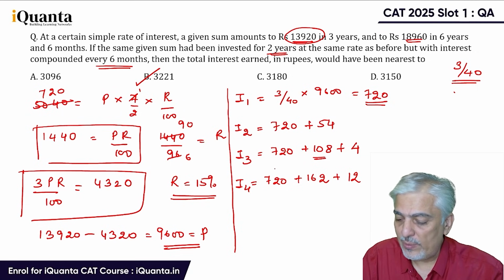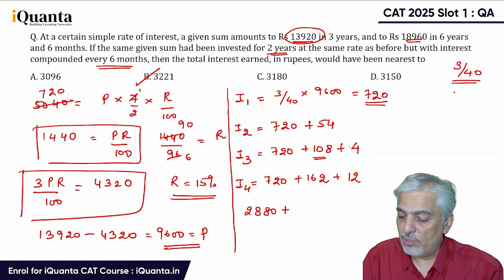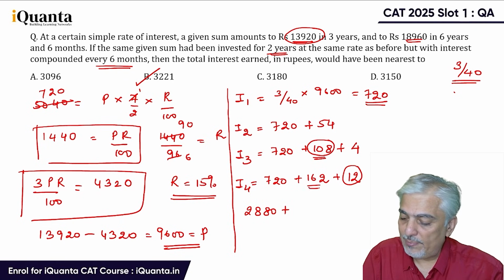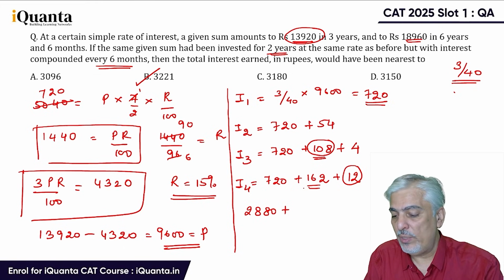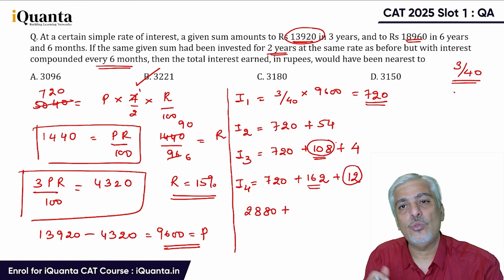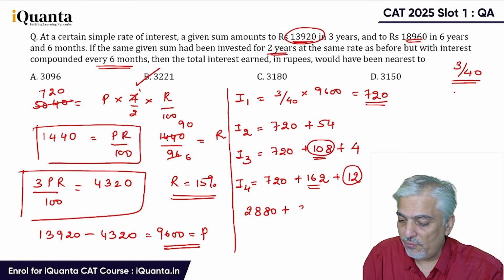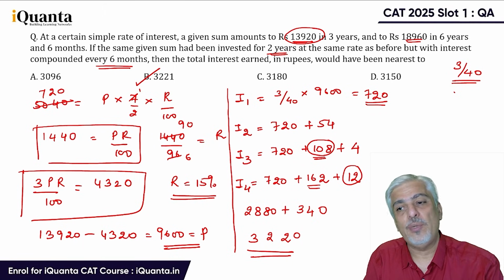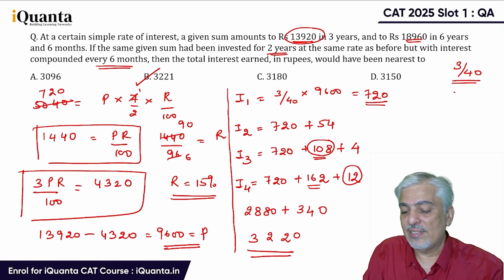So what do I get? 720 times 4 is 2880. Plus, let's see what I get from here. I'm just going to take round figures to add up easily. 108 plus 12 is 120. 120 plus 160 is 280, 282. 282 plus 8 is 290. 290 plus 50 is 340 approximately. So I reach very, very close. And if you notice, I discarded something on the last 4 rupees, it's okay. So my answer is this.